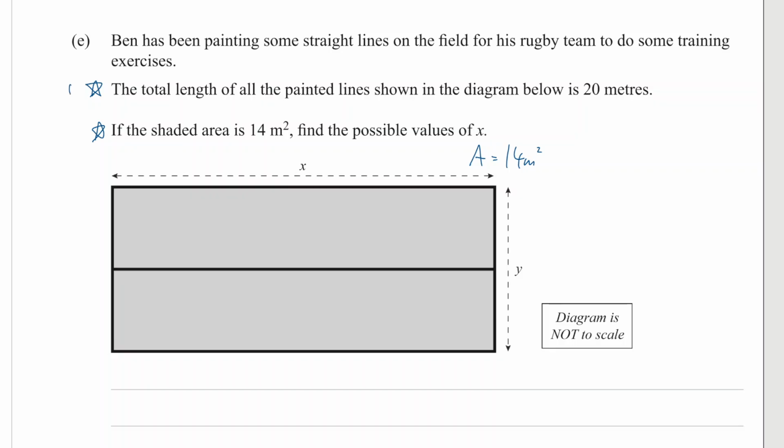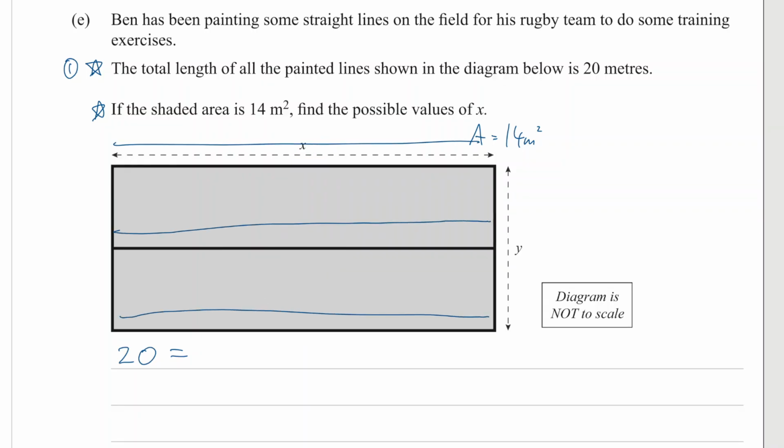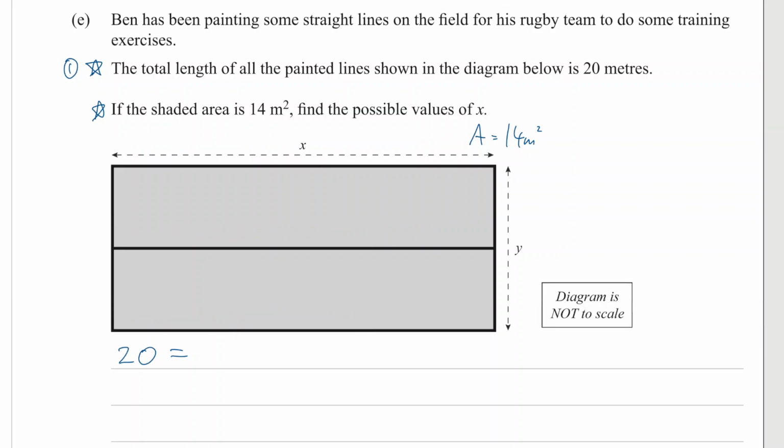So let's tackle this first equation. The total length of all the painted lines is 20 meters. Okay, so it must equal 20, all the painted lines. Now, in terms of x and y, what is that? So we have 1x goes left to right. We have another one and another one. Right, we have 3 lots of x. We have 1y, 2y. We have 2 lots of y.